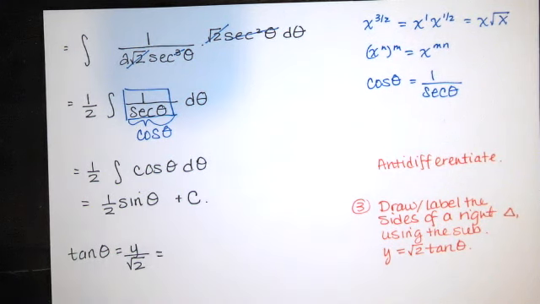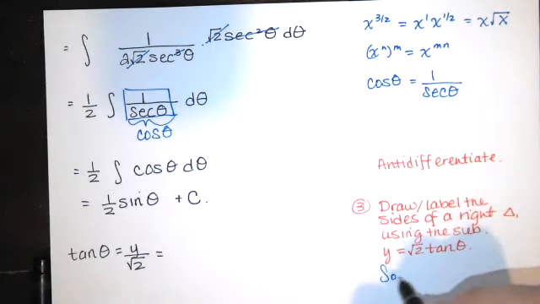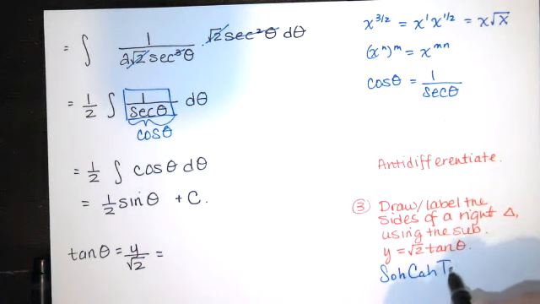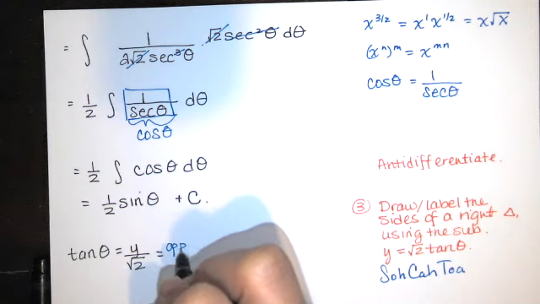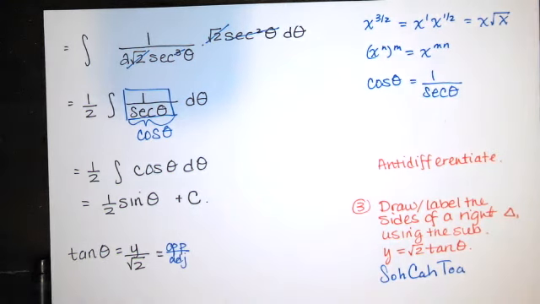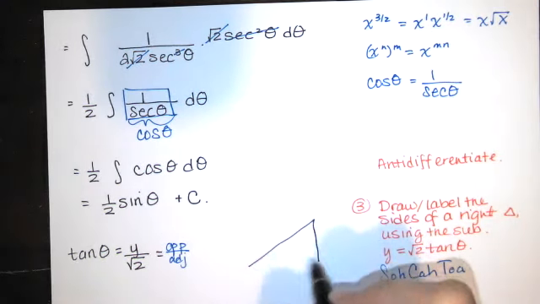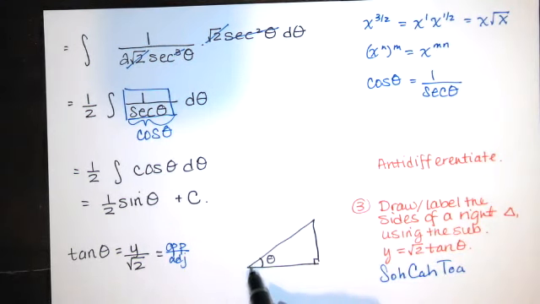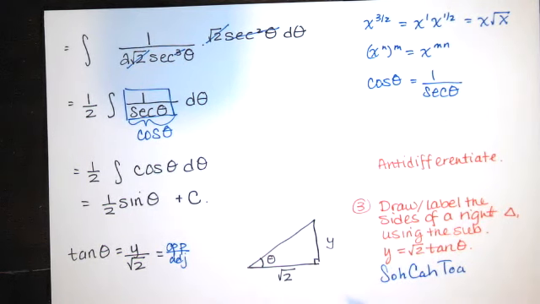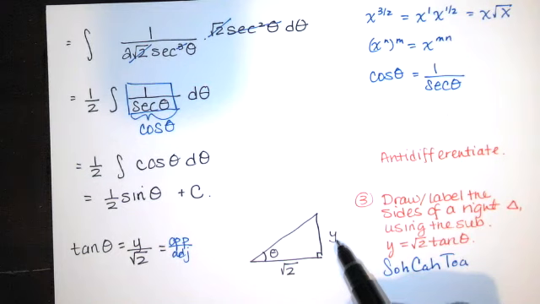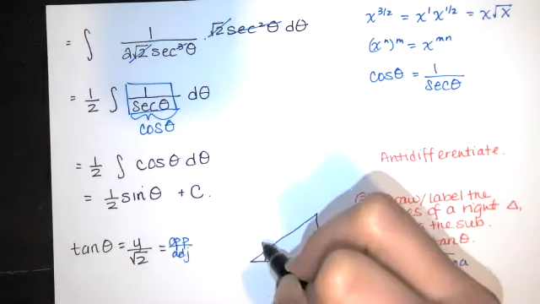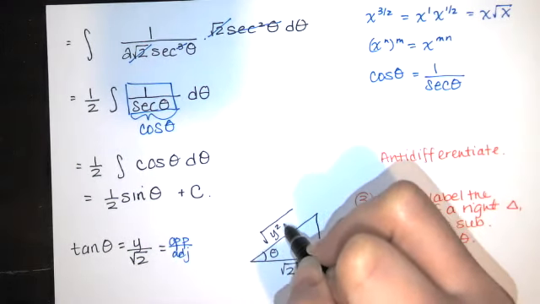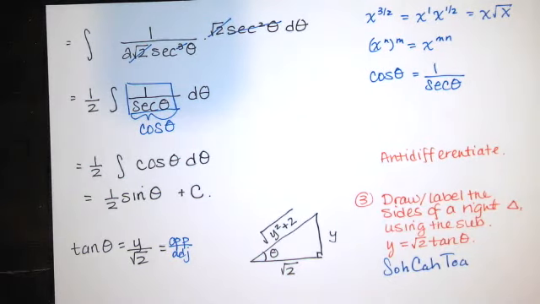And remember from trig, SOHCAHTOA, tangent is opposite over adjacent. So I can draw a triangle like this. If this is my theta, the opposite side would have length y when the adjacent side has length square root of 2. And this squared plus this squared equals the hypotenuse squared. So the hypotenuse is the square root of y squared plus 2.